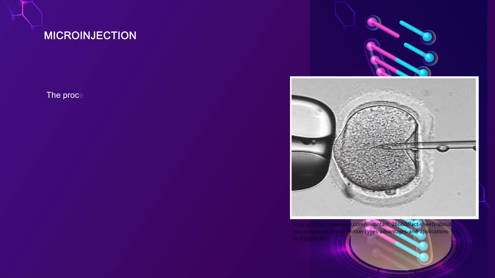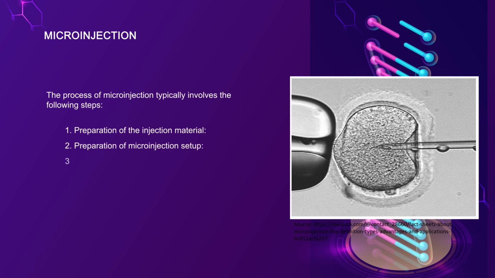The process involves, first, preparation of the injection materials, second, preparation of the microinjection setup, third, cell preparation, the fourth one is then doing the microinjection, and the fifth is followed by validation and analysis. The cell can be further analyzed to confirm.